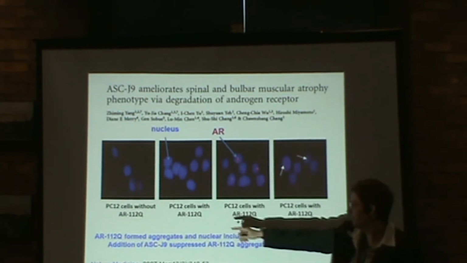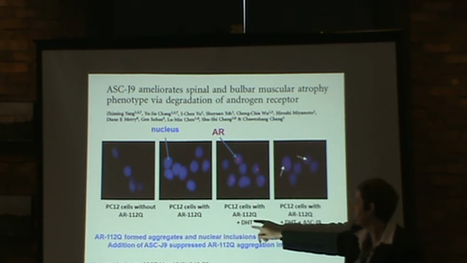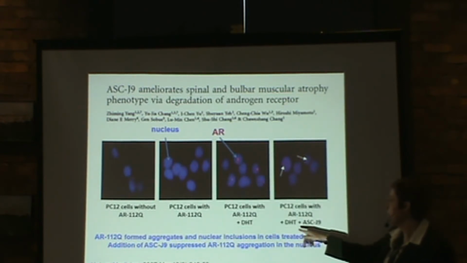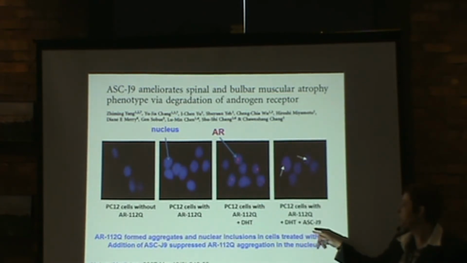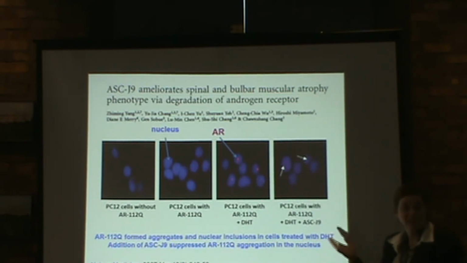So these cells have the androgen receptor with 112 glutamines. And when the dihydrotestosterone was added, they formed aggregates in the cell. And when the cells were treated with ASC-J9, you see less androgen receptor, or it's throughout the nucleus of the cell. So this is another model in cells to say, okay, what possible treatments could we use? We'll start with a cell model to see the effect.